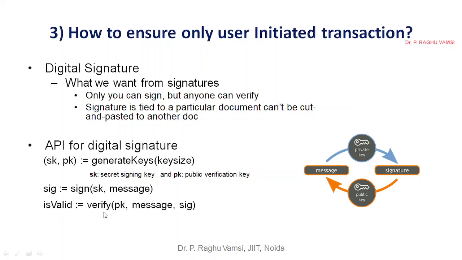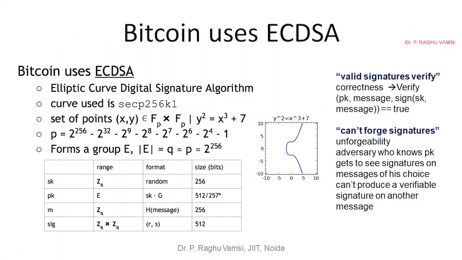Validation will be done like this. Verify: use the public key of the sender, take the message, whatever message you have received, decrypt it and verify with the signature. If both are equal, then the signature is valid, otherwise the signature is not valid. So this is the way the digital signature works.